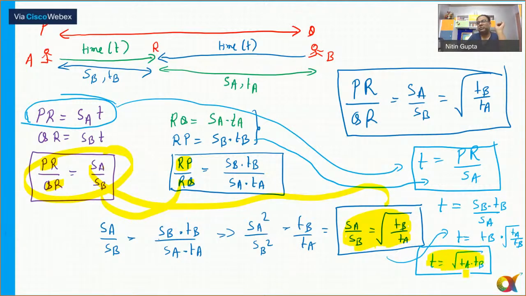So these two results are very important. The first one is the ratio of speed. And if I know the ratio of speed, I can definitely find out the ratio of distance. And the actual time taken by them to meet each other is square root of TA into TB. And TA and TB are the time taken by them to reach the opposite ends after meeting.